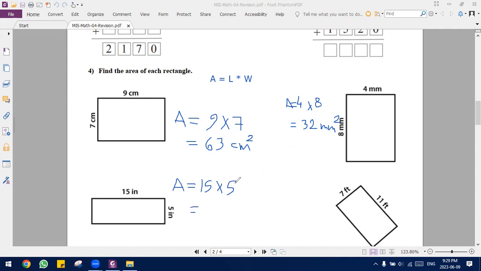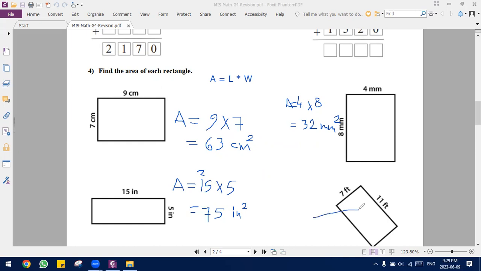So first we start with 5 times 5 is 25. I write 5 and then I carry 2. 5 times 1 is 5 and 2, 7. So this area is 75 inches squared.